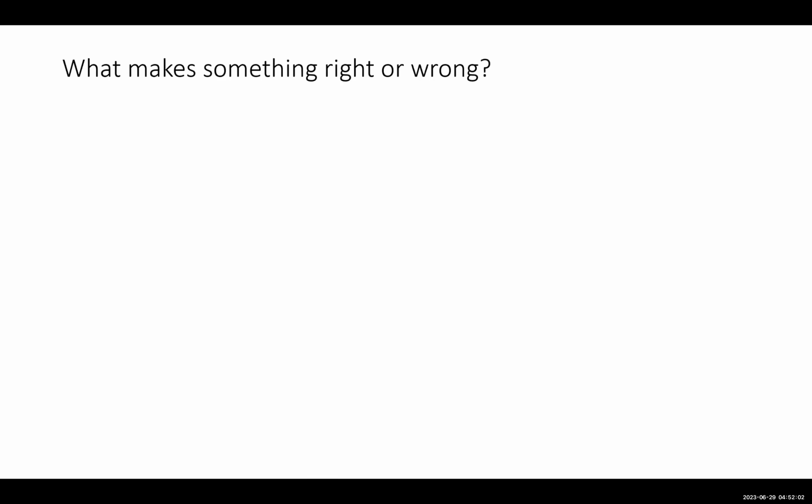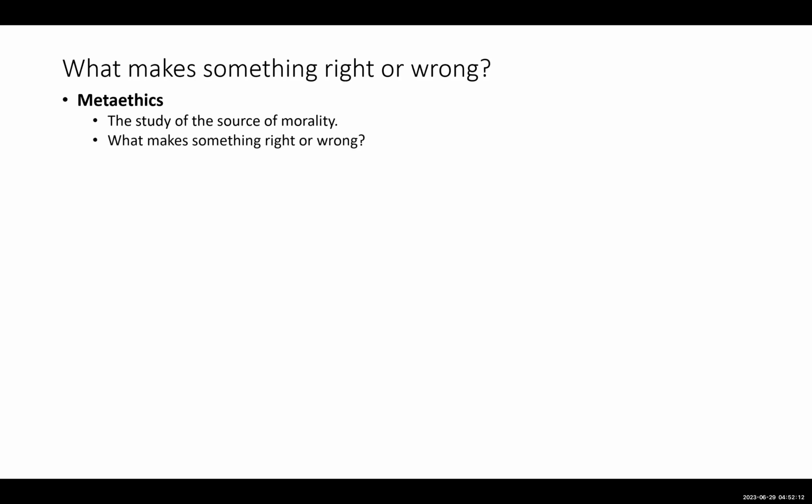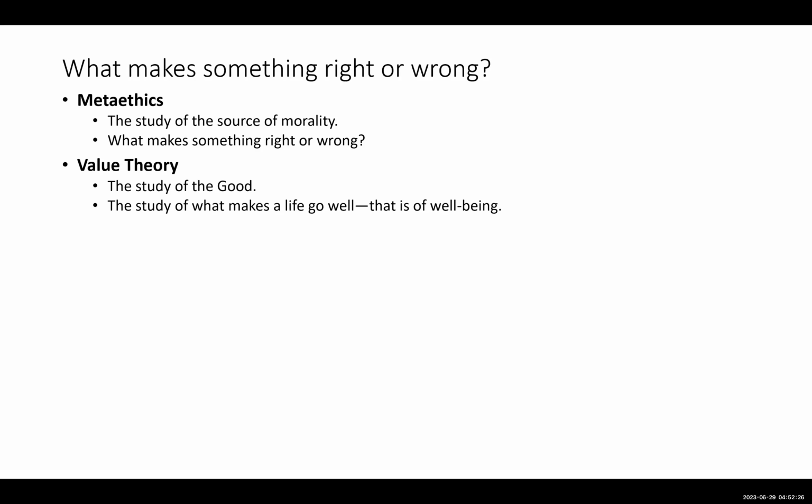So our question, like I said, was what makes something right or wrong? And that's a meta-ethical question. Metaethics is essentially the study of the source of morality, or what makes something right or wrong. But we also have what's known as value theory. Value theory is the study of the good, or we might say the study of what makes a person's life go well. What is well-being? What is the good life?